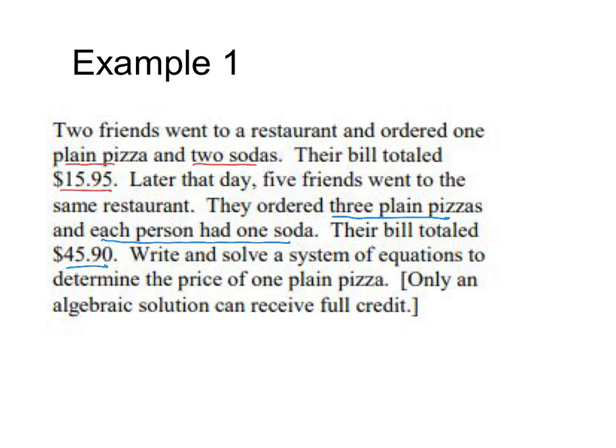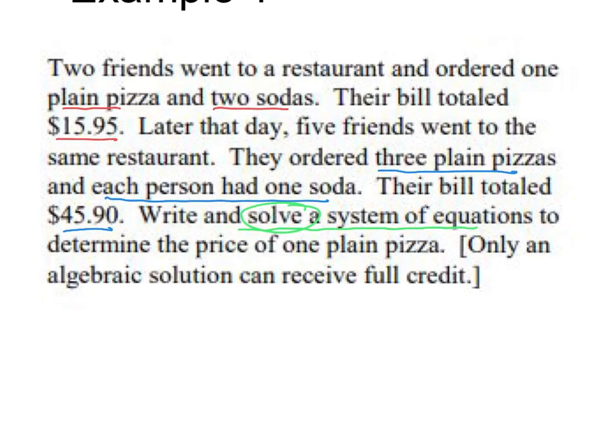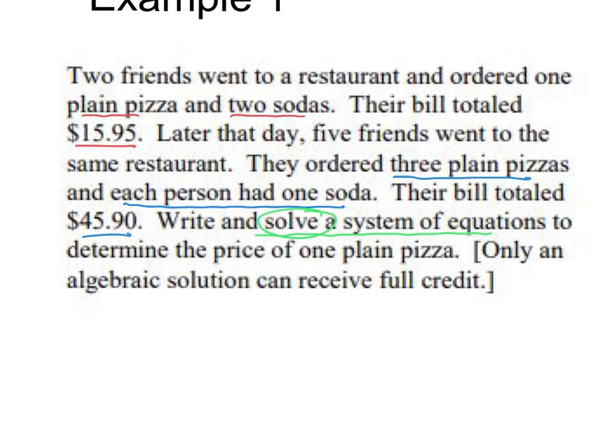They want us to write and solve a system of equations. Okay, so write and solve, keep that in mind. And it says only an algebraic solution will get full credit. So you can't just figure this out. You have to use algebra to figure this out. So 1 plain pizza and 2 sodas, there were 2 friends. So their number didn't matter that there were 2 friends. They got 1 pizza and they got 2 sodas.